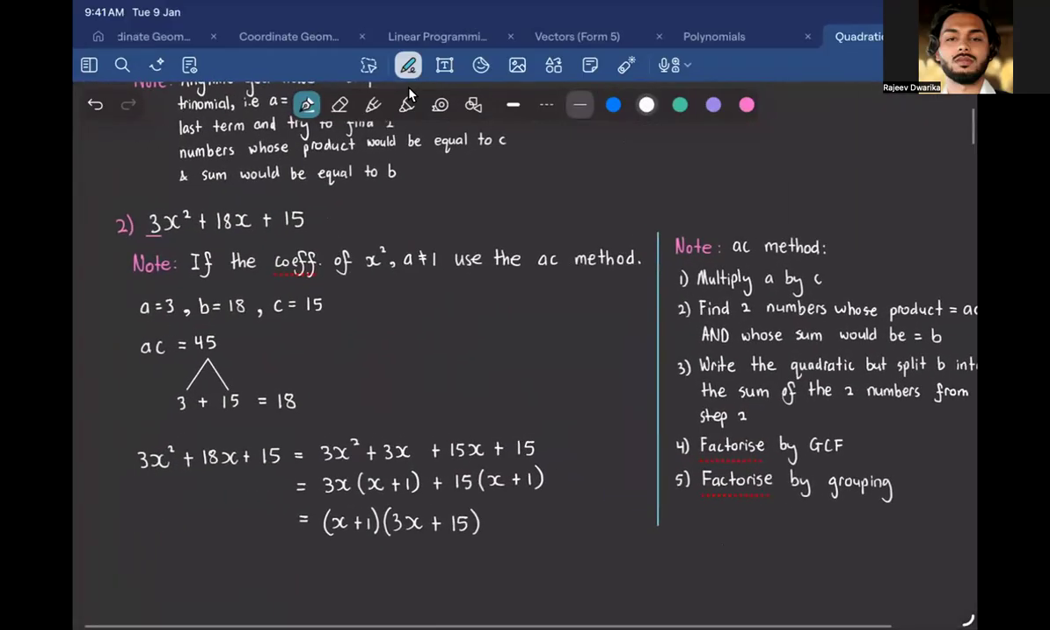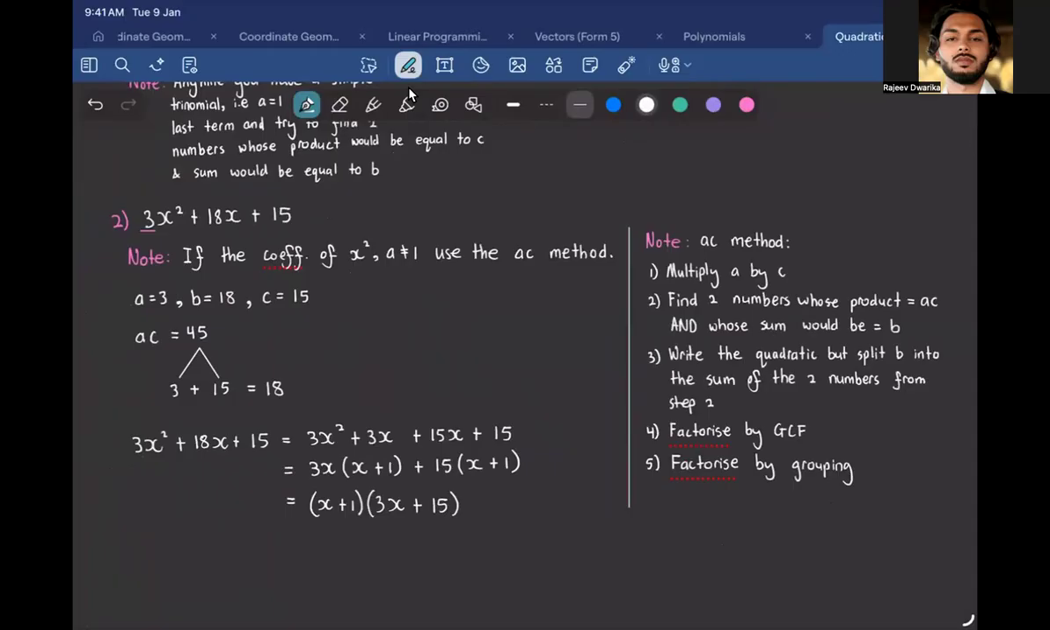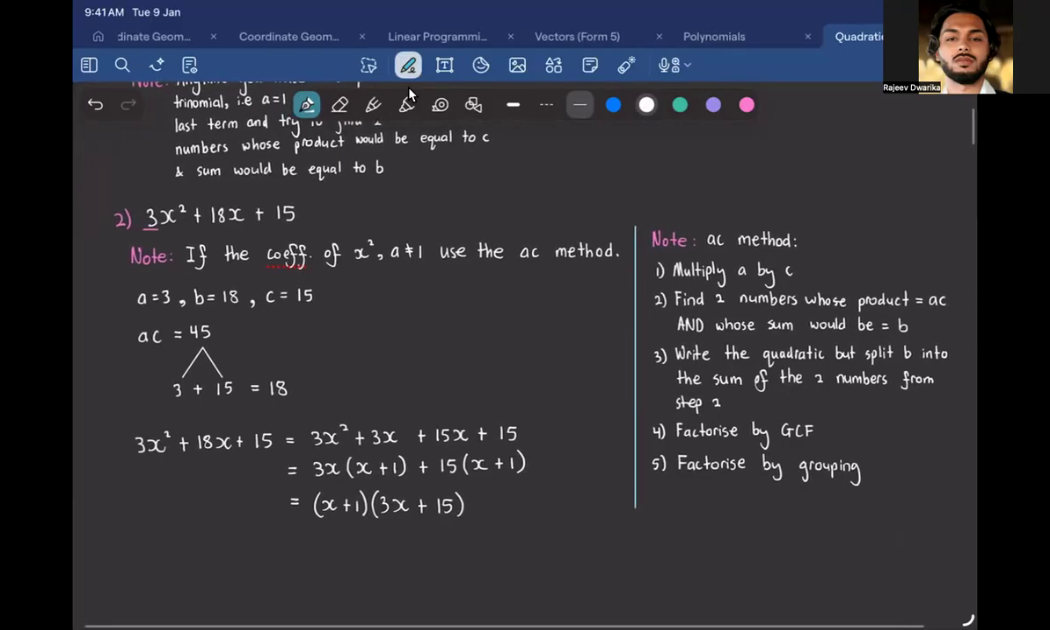All right, so yeah, that's the AC method. In the AC method, you're gonna multiply A by C. You're gonna find two numbers whose product would give you A by C, and whose sum would be equal to B. You're gonna write the quadratic, but split B into the sum of those two numbers. You're gonna factorize by the greatest common factor, and then factorize by grouping, and that's it. So do you all want some time to copy down this example or not? I want to copy down, please. Okay, no problem.